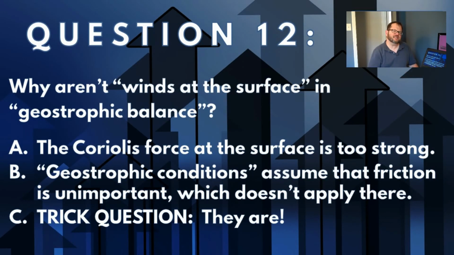Okay, before we get a chance to look at some examples of this, let's answer a few questions. Question 12. Why aren't winds at the surface in geostrophic balance? Is it A, because the Coriolis force at the surface is too strong? Is it B, because geostrophic conditions assume that the friction is unimportant, which does not apply there? Or is it C, they are in geostrophic balance? Which of those is the right answer? Make a choice from those three options and get a little feedback before you go on to question 13.